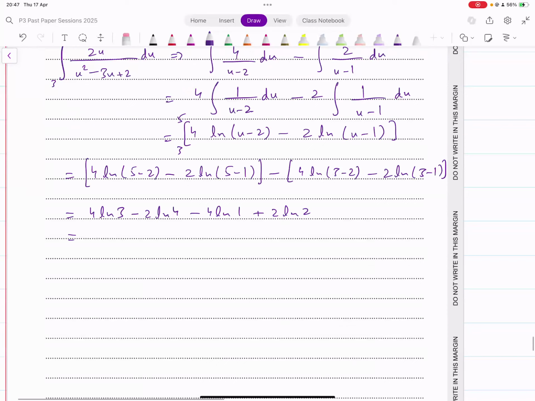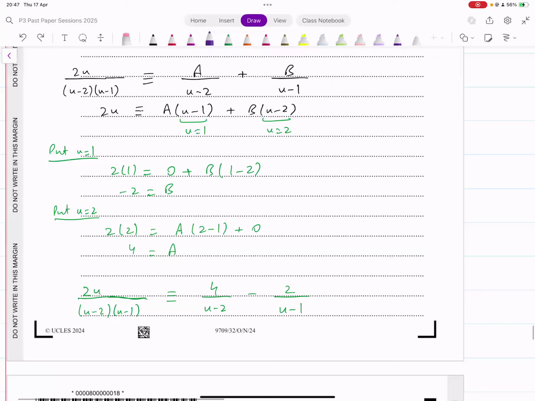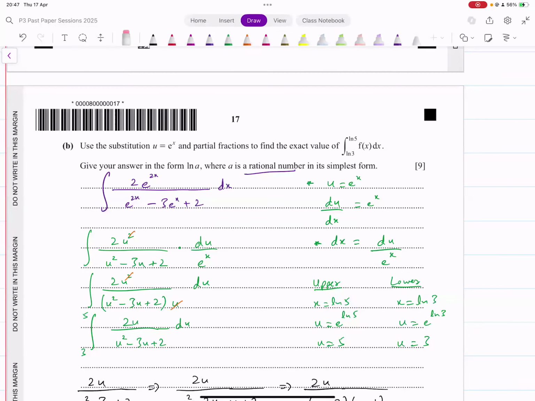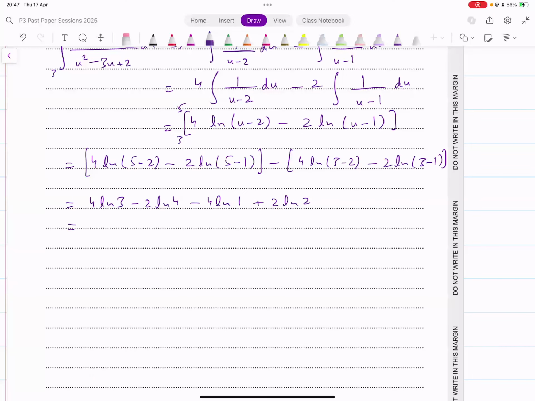What did we have to show? We had to show that it is ln a, where a is a rational number in simplest form. We want one single log term that we generally want at the final result. If you want to make it one single log term, we can take these numbers to the powers first of all. So it becomes ln of 3 raised to power 4 minus ln of 4 squared plus ln of 2 squared. So that basically gives us ln of 81 minus ln of 16 plus ln of 4.